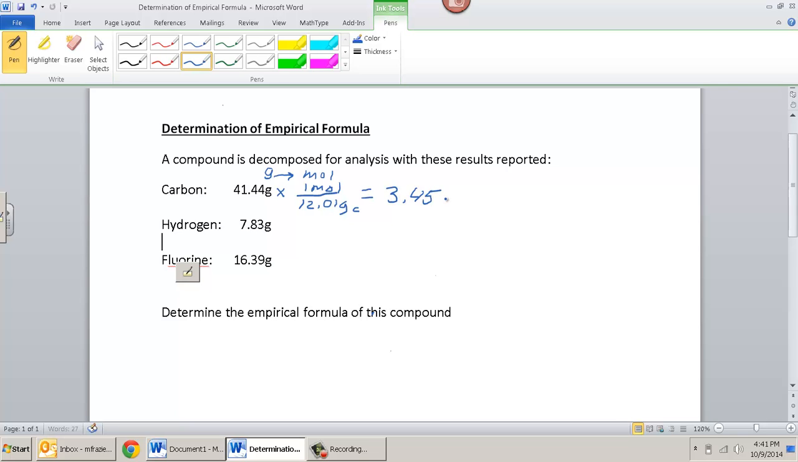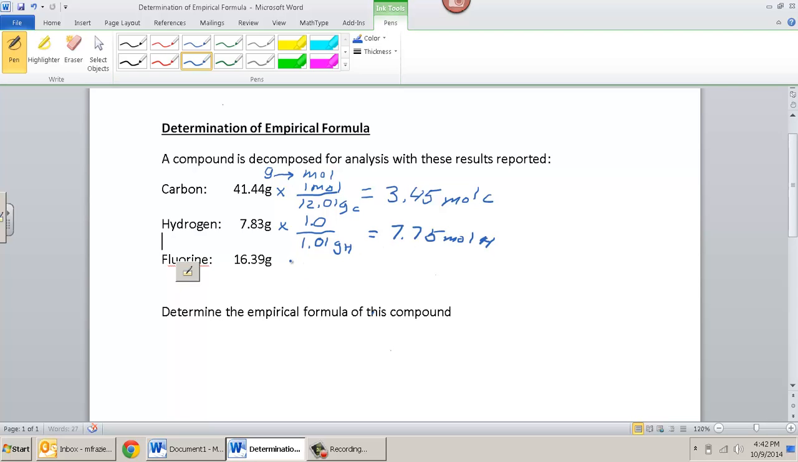And when we do that math and multiply that out, that is equal to 3.45 moles of carbon. Alright, now we're going to do the same thing for hydrogen, and for hydrogen it's going to be really close to that number of grams since the molar mass of hydrogen is so close. So it's going to be 1 mole divided by 1.01 grams of hydrogen. When you do that math, the 7.83 times 1 over 1.01 grams, then you get 7.75 moles of hydrogen.